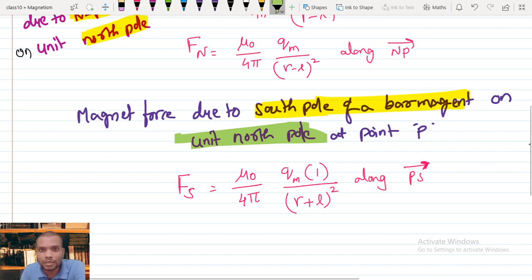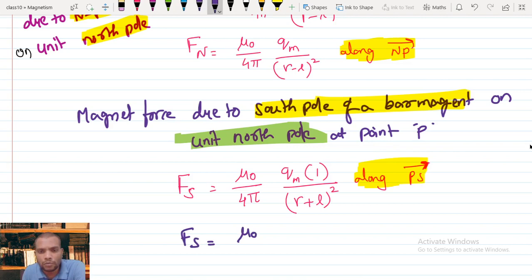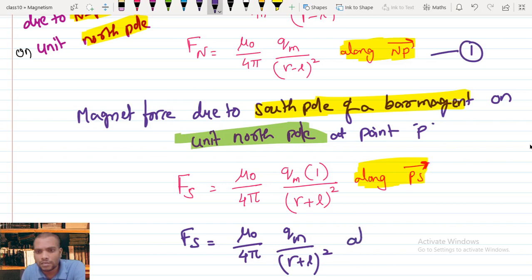Here the directions are important because forces are vectors. When it comes to addition of vectors, we need to add by considering their directions, so don't neglect directions. Suppose I drop the 1 in the above expression, and I write mu naught upon 4 pi clearly: Qm upon R plus L whole square. Let me call this equation 1, and this is along the P to S direction. This is equation 2.